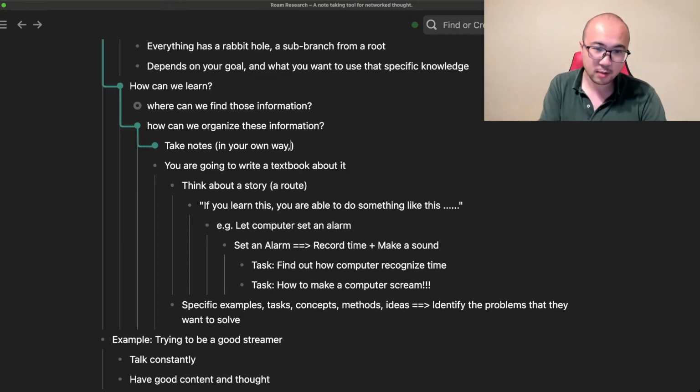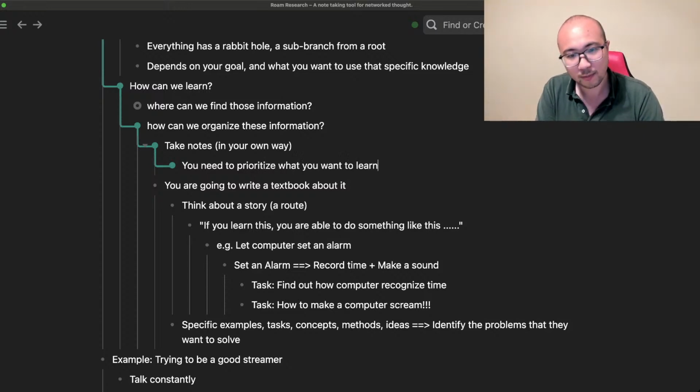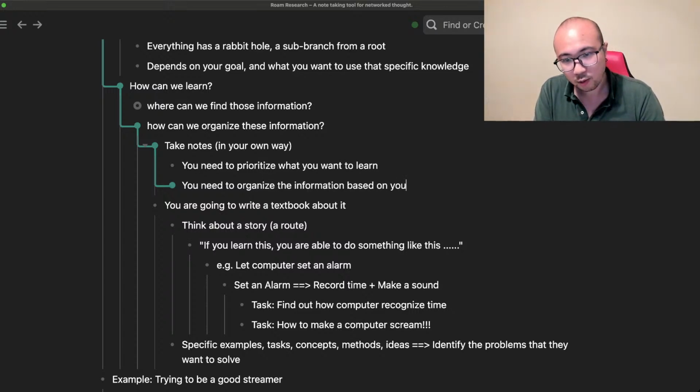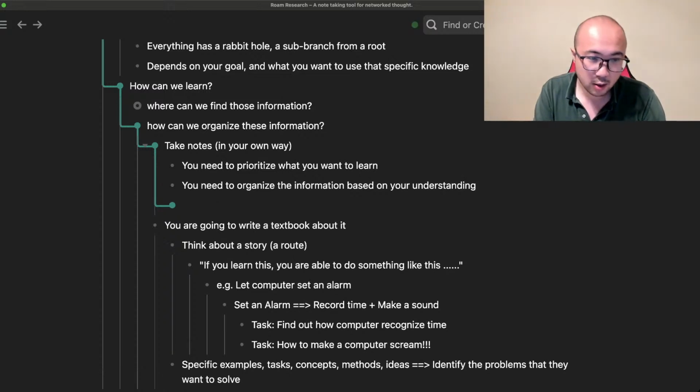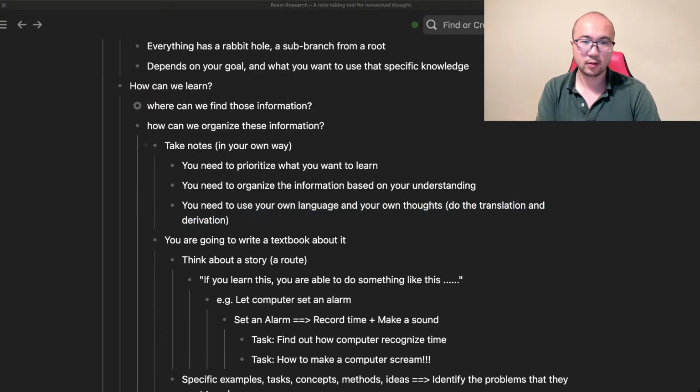In your own way. This basically means you need to prioritize what you want to learn, and you need to organize the information based on your understanding, and also you need to use your own language and your own thoughts. Do a translation and duration. Okay, what do I mean by that?